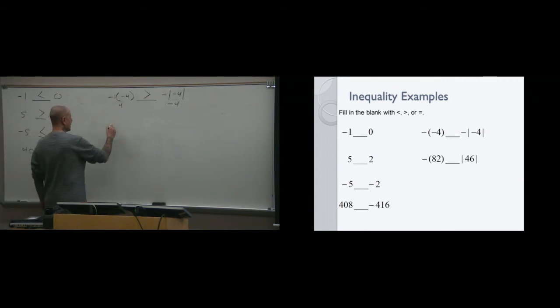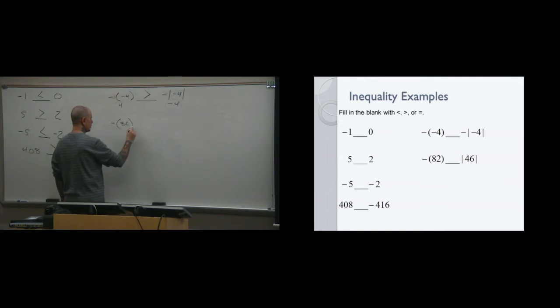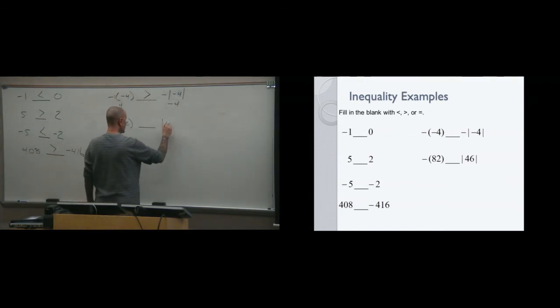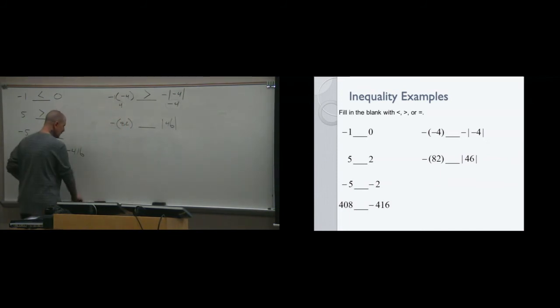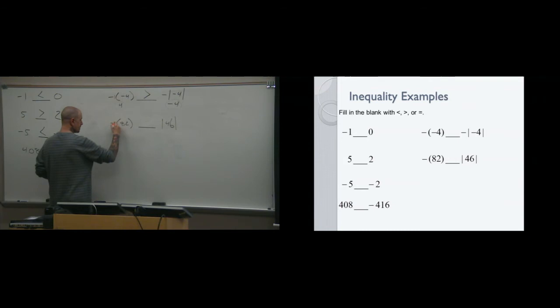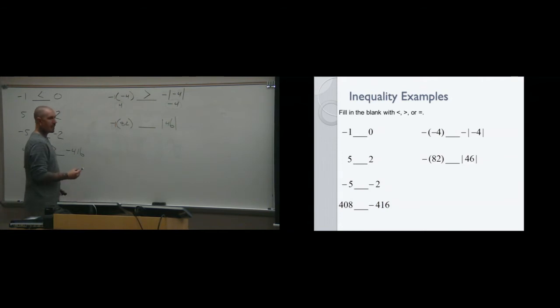All right, so here we've got negative, and then in parentheses, 82. We want to compare that to the absolute value of 46. Now once again, when we have a negative sign on the outside of parentheses like this, it really tells us to multiply by -1. So -1 times 82 is going to give me what?